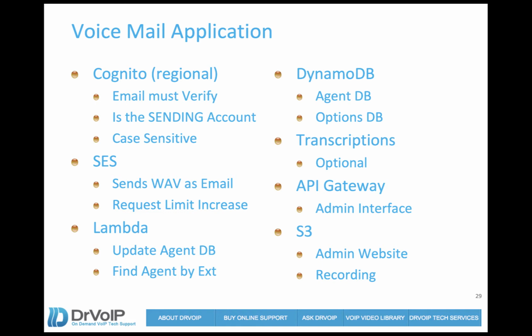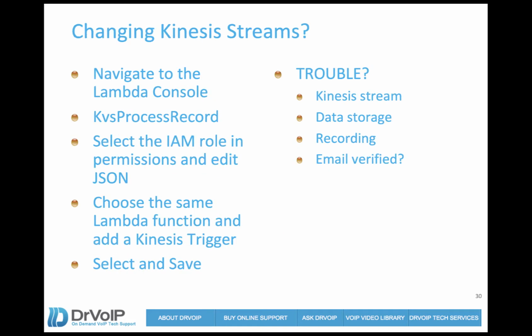I'll show you where you set the setting for that. There's obviously an API gateway established because we spin up an S3 bucket that's going to host a static website for your admin interface. There's a bucket also for your recordings, and to reach the admin interface, you're going to be using the API gateway. There are some things that you want to make note of.